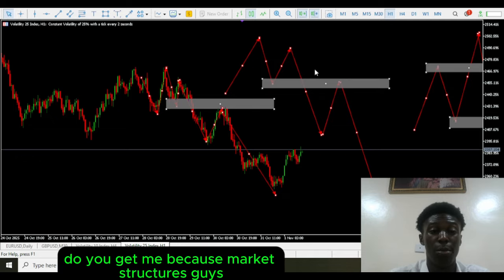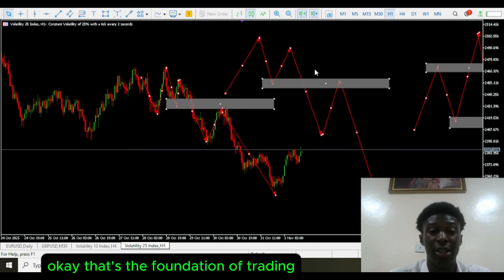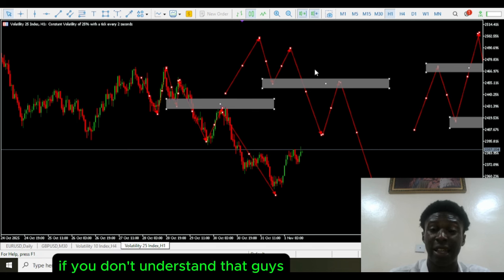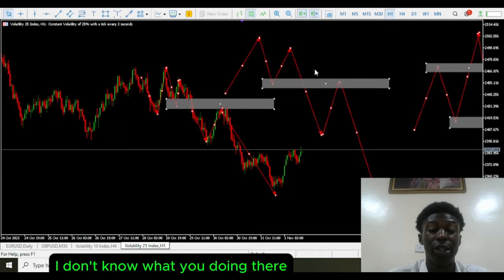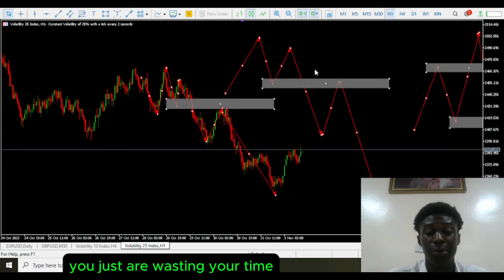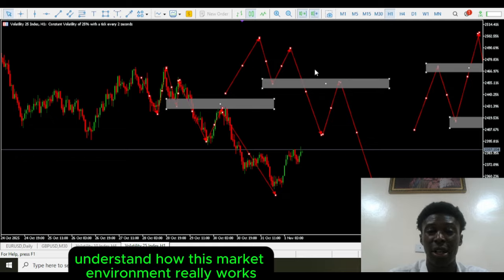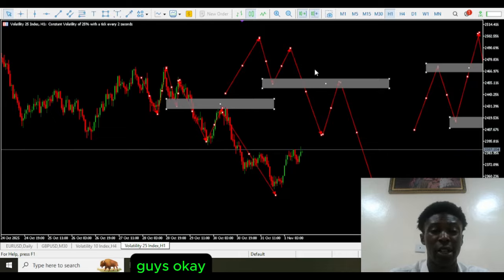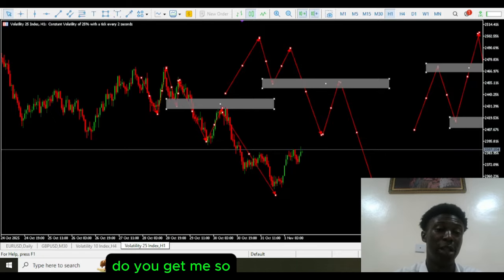Because market structure is the number one foundation of trading. If you don't understand that, I don't know what you're doing over there. You are just wasting your time. So what you really need to do is understand how this market environment really works. You need to understand how it really works.